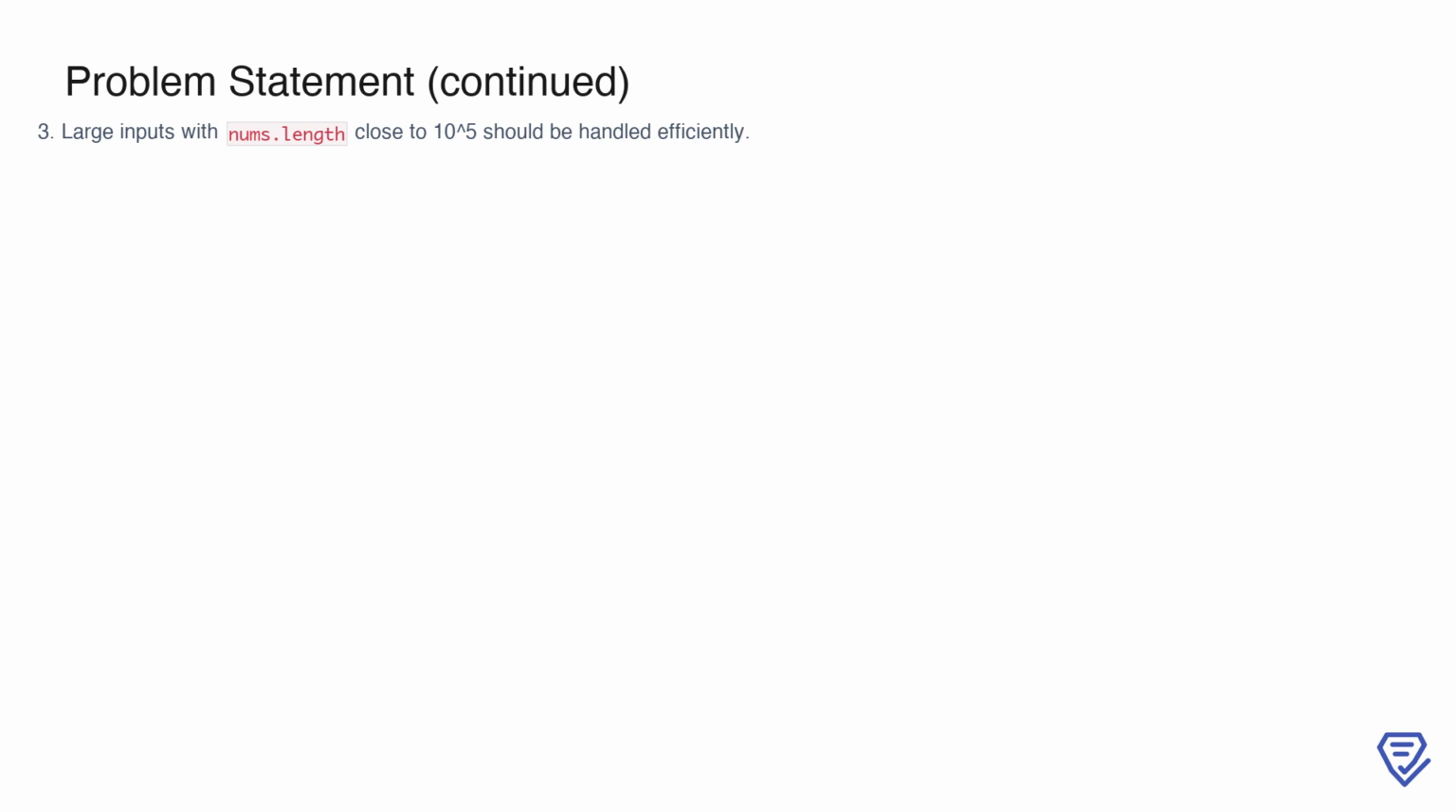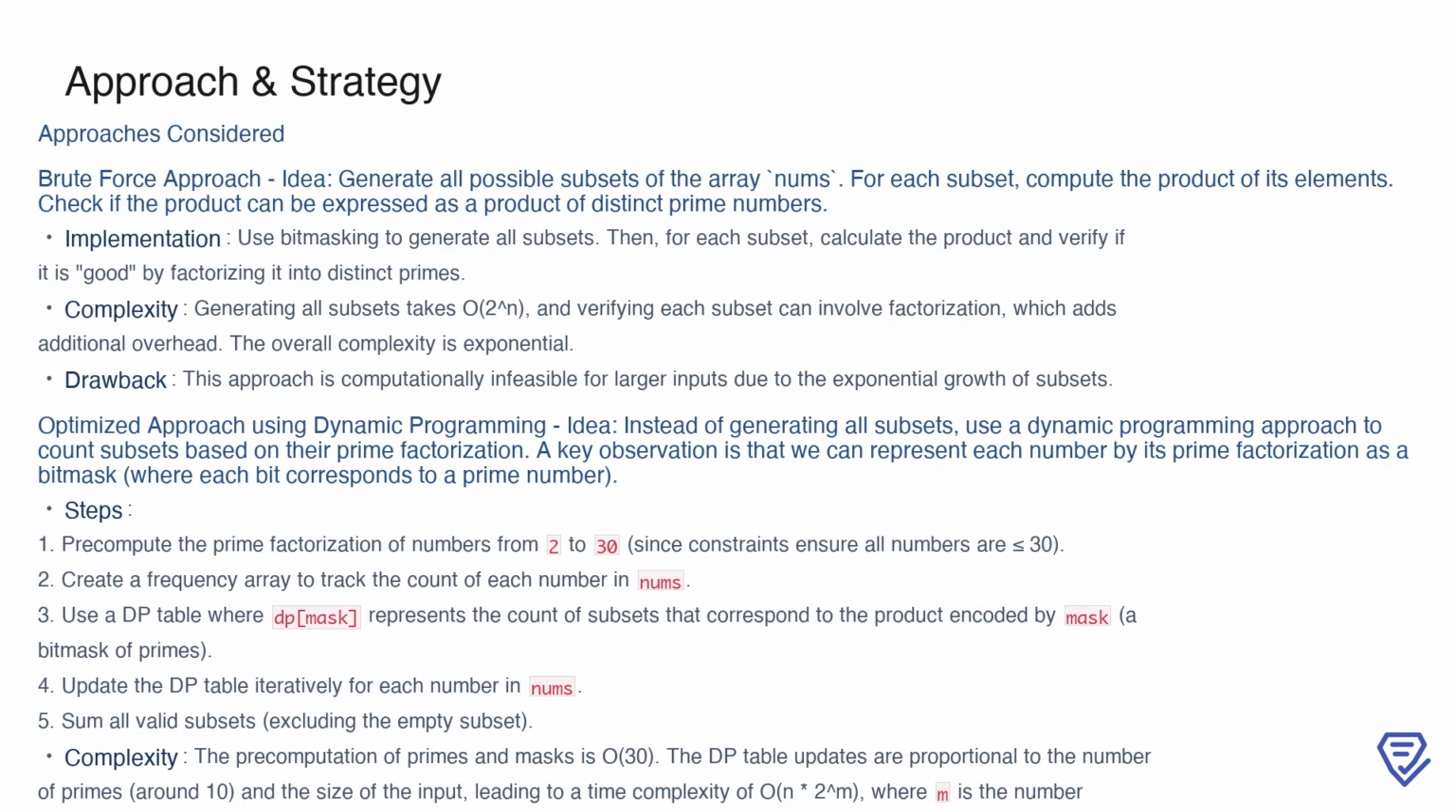For edge cases, consider when all elements in nums are 1. In this case, no good subset exists because 1 is not divisible by any prime number. Another edge case is when nums contains only one non-prime number, like 4. The subset 4 could still be good if it meets the distinct prime factor condition. These scenarios underline the importance of carefully handling inputs of varying sizes and compositions, ensuring our solution remains robust and efficient. To solve this problem, we first considered the brute force approach.